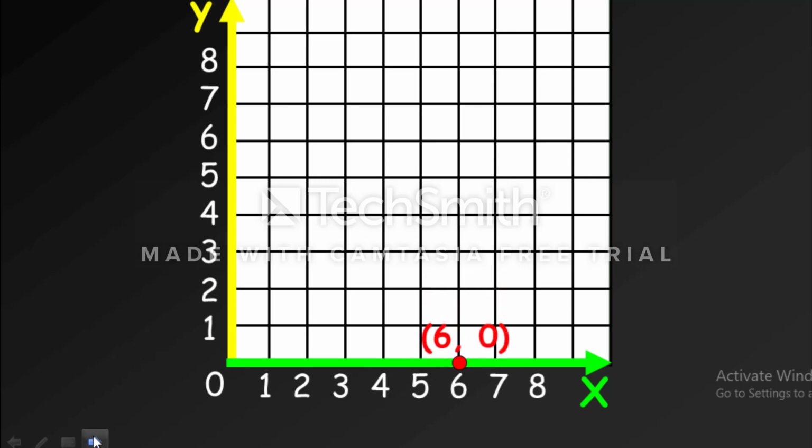Okay. By the same way, how to represent this one? Here, the x-axis will be 2, and here also by the same way, on the y-axis, we will find 2. So our ordered pair, or our point, will be 2 and 2.